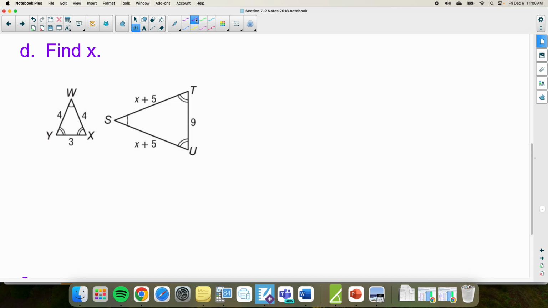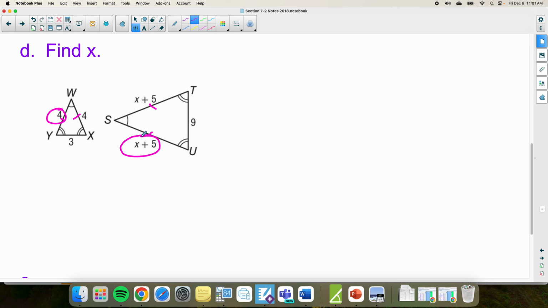Okay, we can assume those two are similar. It says that in the directions. Now, 2 of my sides are equal. These two are both 4, and these two are both x plus 5. So I only have to find x once. So what I can do, this 4 is between an angle that has 1 arc and 2 arcs.